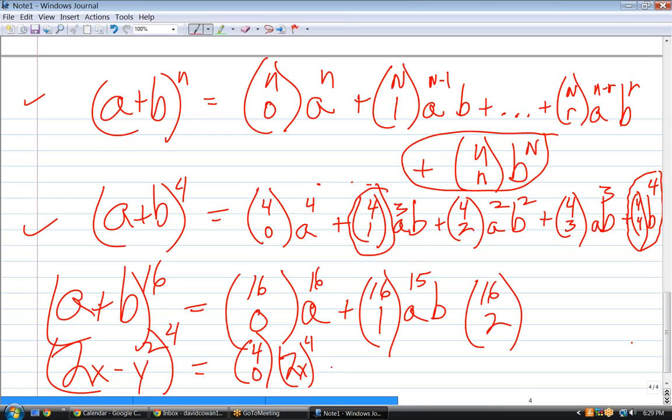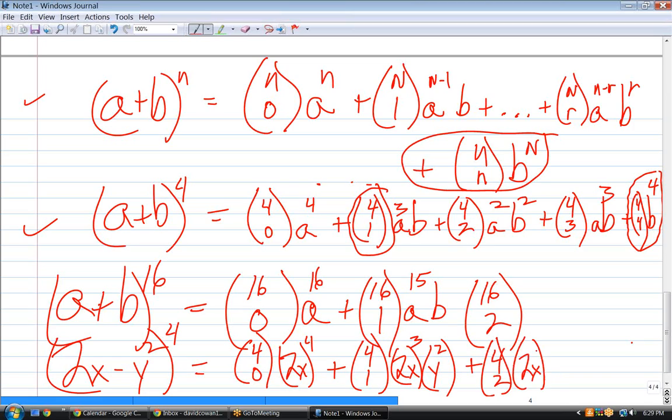So let's go one more term. So the next term is 4 choose 1, and then it's 2x to the 3rd power, and then in place of b, it's y squared. Wherever I see b, I'm going to substitute y squared. Okay? Let's go one more term. 4 choose 2, 2x squared, but now it's y squared squared. You with me? Okay.